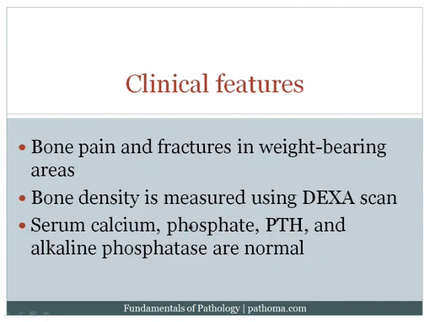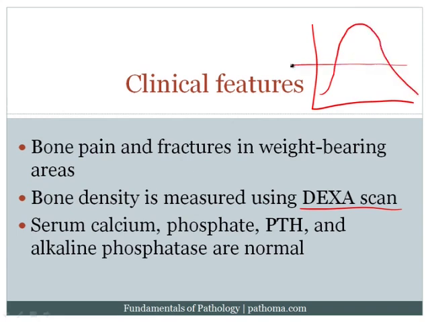Now the clinical features are that you get bone pain and fractures in weight-bearing areas. And the weight-bearing areas include the vertebra, giving you loss of height and kyphosis, the hip, giving you an increased risk of fracture, and the distal radius, also giving you an increased risk of fracture. If you want to monitor the patient's bone density, you can use something called a DEXA scan, and the idea here is that the DEXA scan allows you to determine where you are on this chart, to determine how much bone mass you actually have.